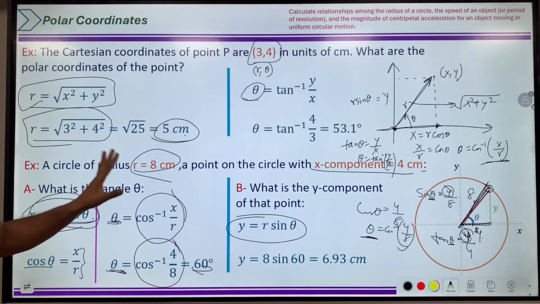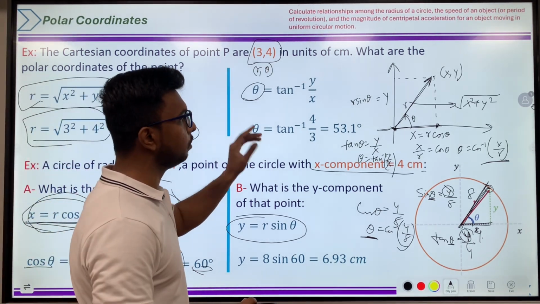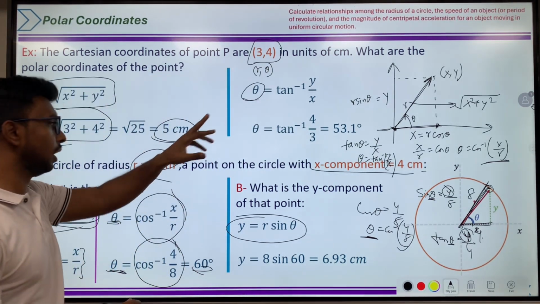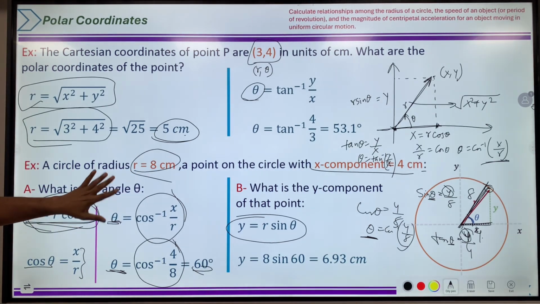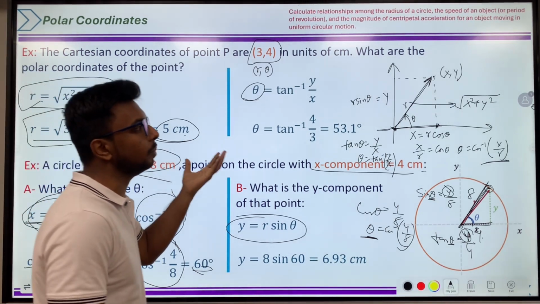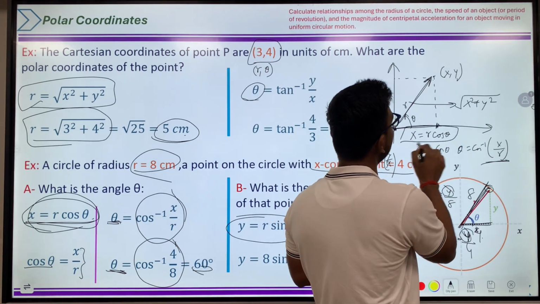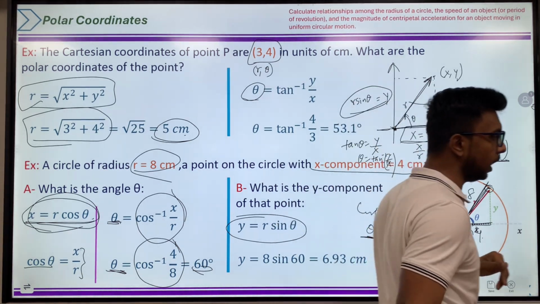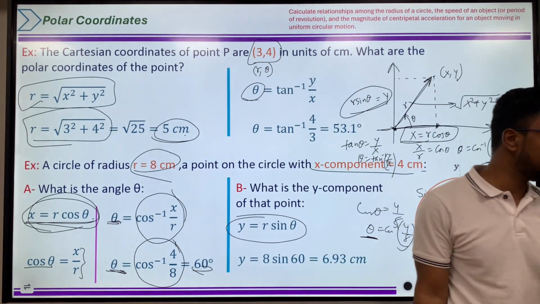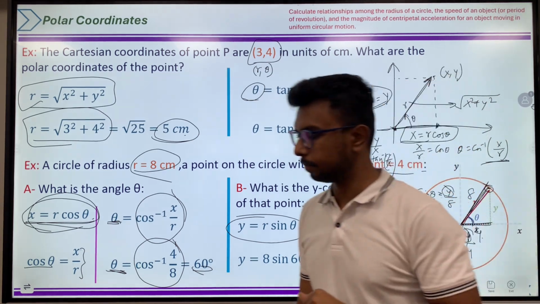It might look complicated, slow it down, watch it one by one. By mistake, I started solving it, like I started correlating it with here. But again, it's a similar question, similar concept. All you have to remember is the components x and y, adjacent, opposite, and hypotenuse.